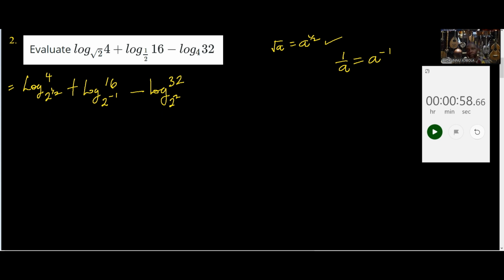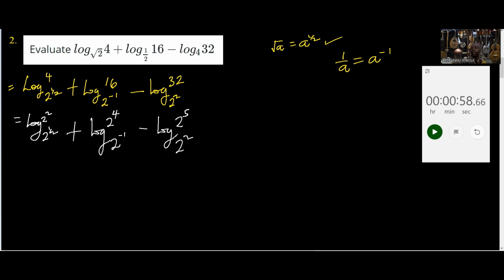Then the next thing to do is to take this power to the other side. Or before taking the power, I can as well say this is equal to log 2 square base 2 raised power half, plus log 2 raised power 4, because 2 raised power 4 is 16, then base 2 raised power negative 1, then minus log 2 raised power 5, base 2 raised power 2.